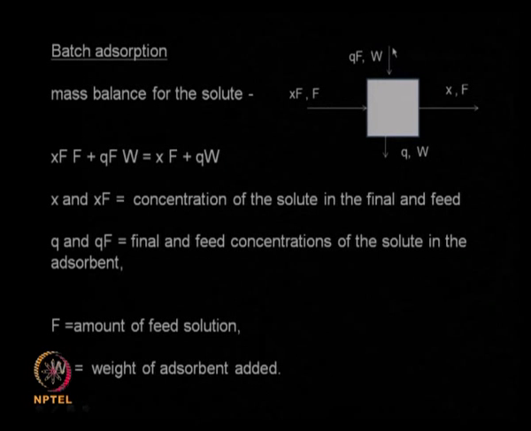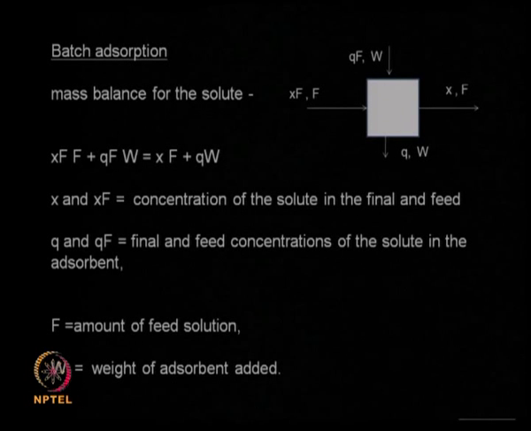There are two streams entering the particular stage of the batch process and two streams leaving the same stage. One stream is the solution or the broth which contains the solute or the adsorbate, and the other stream contains your adsorbent. Generally, the adsorbent will not have any solute, that means the adsorbent may be very fresh. So, in that case, the concentration of the solute or the adsorbate will be 0.